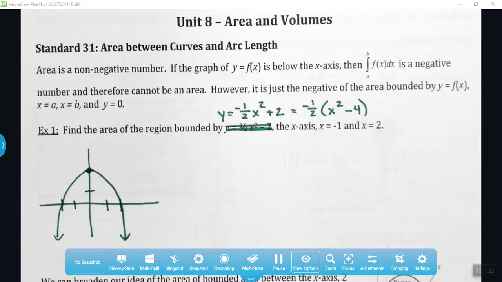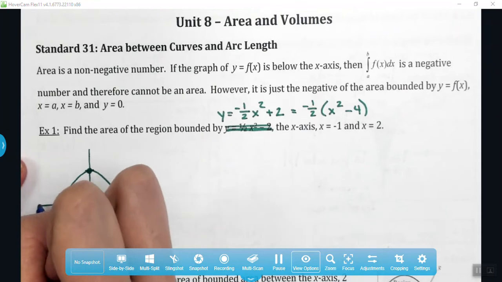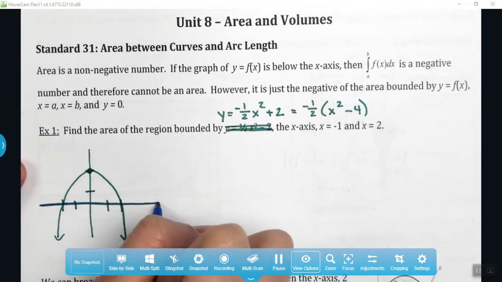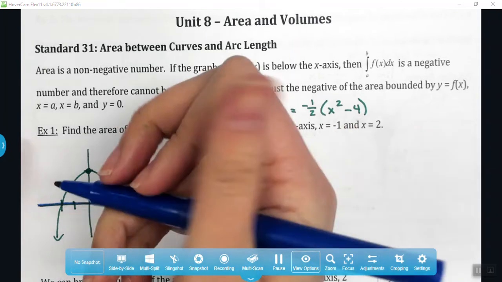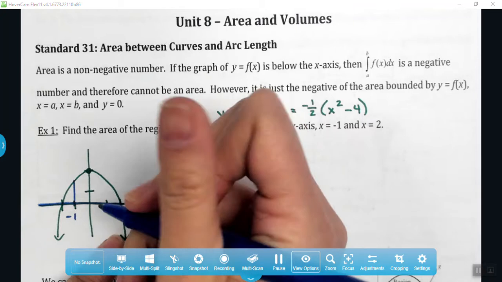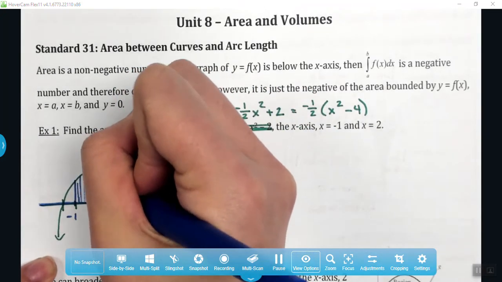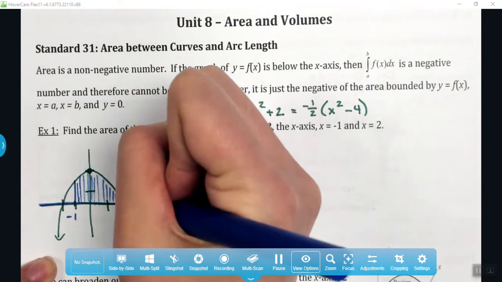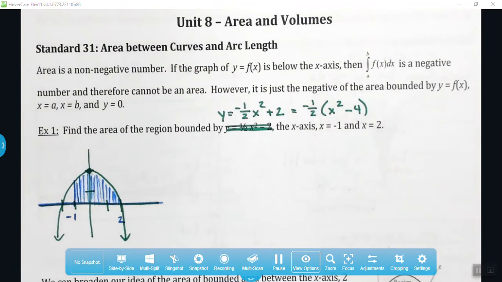Okay, so this is asking you to find the area of the region bounded by that equation, the x-axis, which is right here, and x equals negative 1, which is right here, and x equals 2, which is right here. So I want the area of this section right here. How do we find the area of that section?